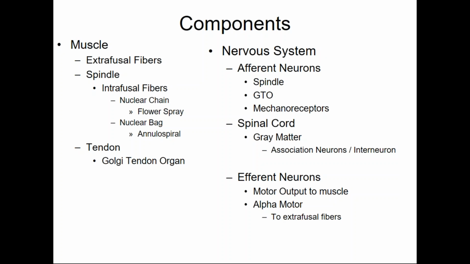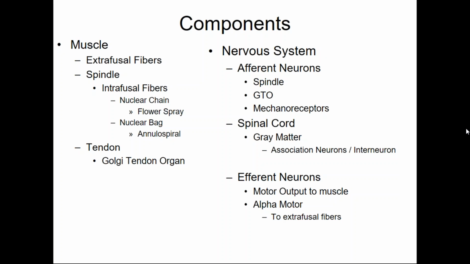We have two specialized receptors that are found within that spindle. One is called the flower spray, and the flower spray is constantly sending an impulse to the spinal cord as long as there is tension on the muscle. Whereas the annulospiral only sends an impulse at the very start of a stretch on the muscle fiber. So the spindle overall is responsible for monitoring the length of the muscle fibers or the overall muscle.